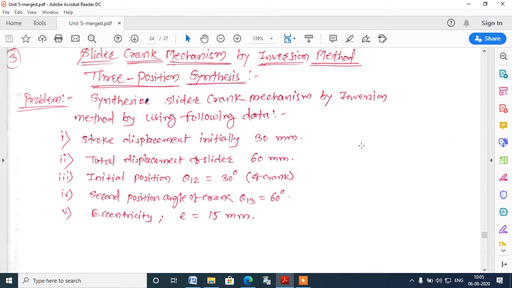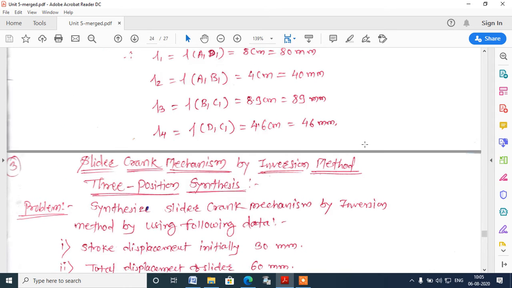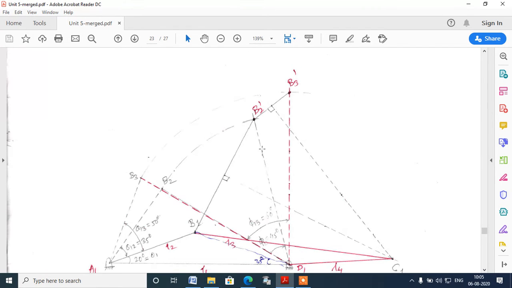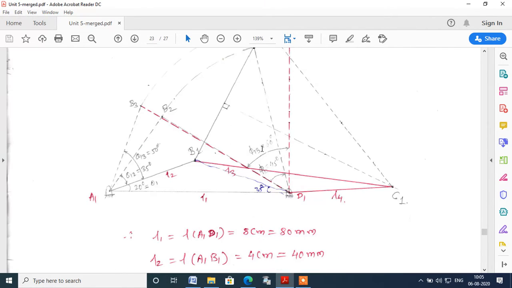Welcome to the next module of Theory of Machine 2. So we are learning unit number 5, Synthesis of Mechanism. In the last class we have seen the inversion method, 3 position synthesis of the 4-bar mechanism by graphical method. Now the same method we have to apply for the slider crank mechanism.